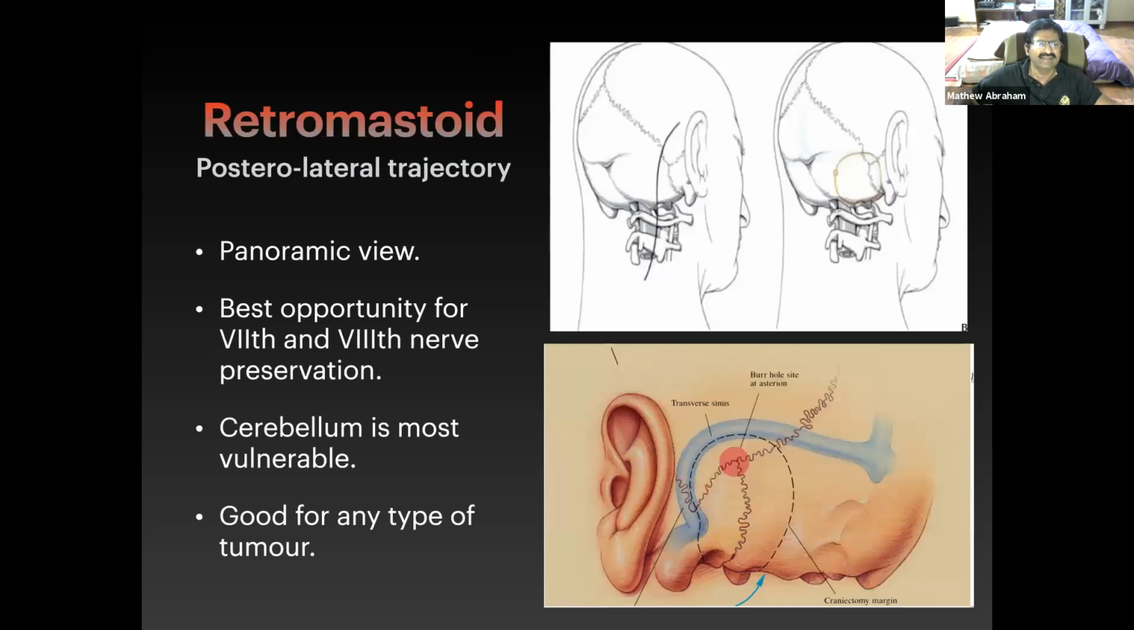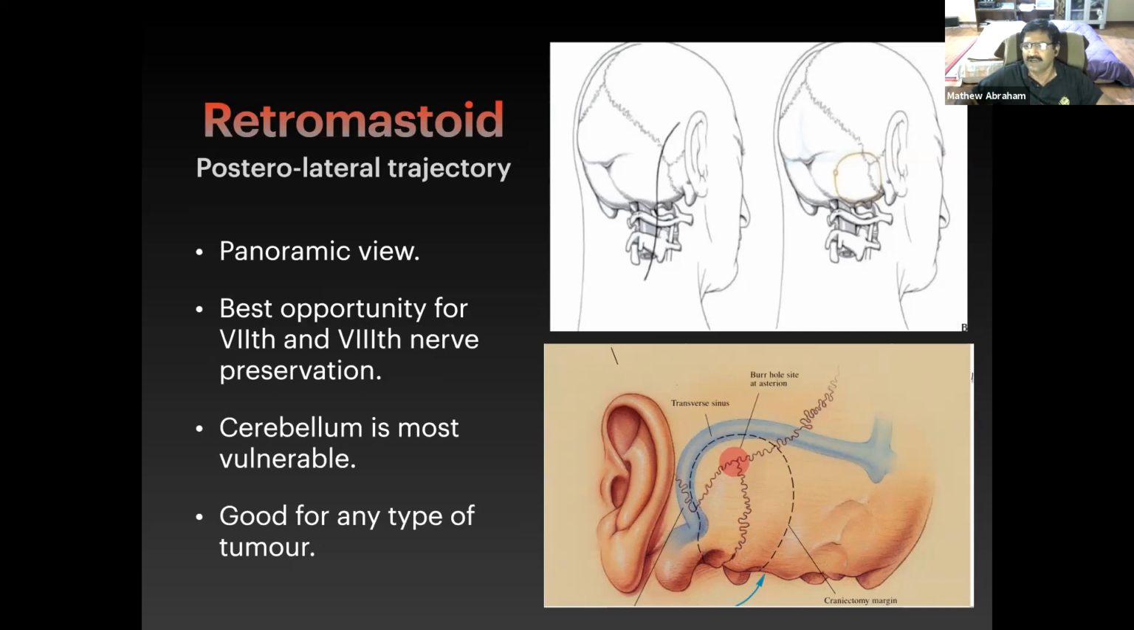Now I will start with the three approaches first and then go into the retromastoid. This is a posterolateral trajectory, so this is from posterior and from lateral. It gives the widest vision. We are most familiar with this trajectory as neurosurgeons. It gives the best opportunity to preserve the seventh and eighth nerves and to protect the brainstem.